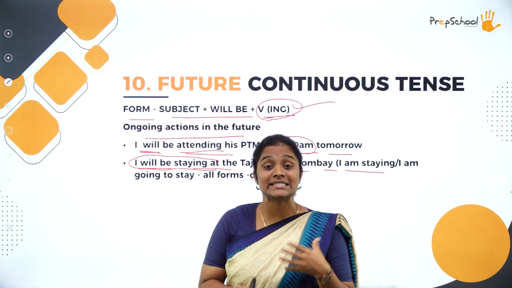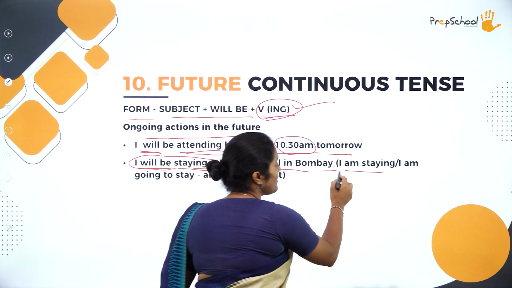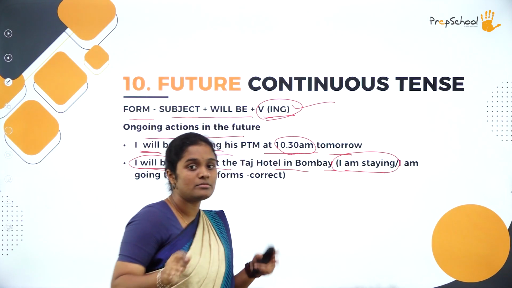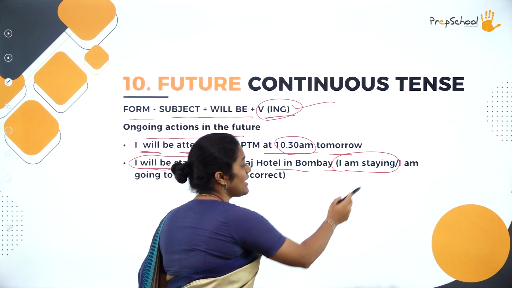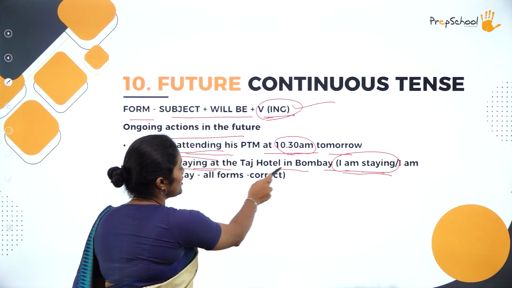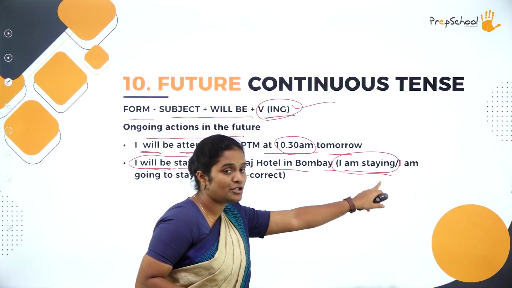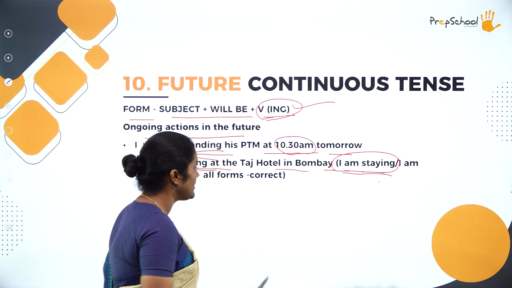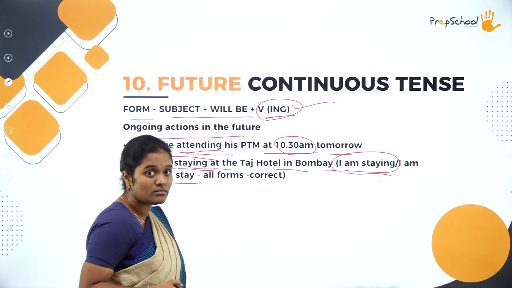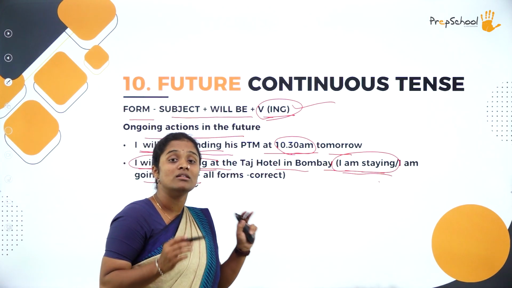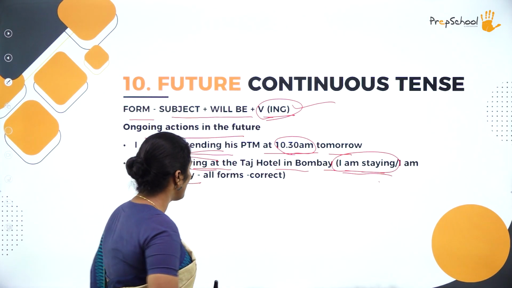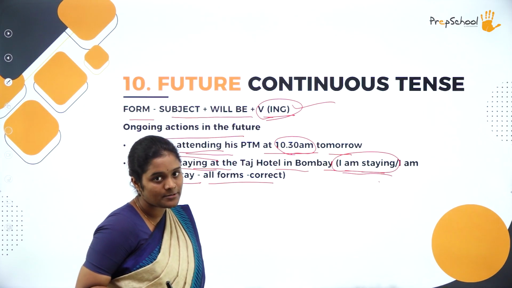However, if you ask, is this wrong? If you have written, ma'am, I am staying, in a fill in the blanks or a passage based question, then if you have written, I am staying at the Taj Hotel in Bombay, present continuous, that is also not wrong. Then if you have written, I am going to stay at the Taj Hotel in Bombay, all three forms are correct. Okay? All forms are correct.